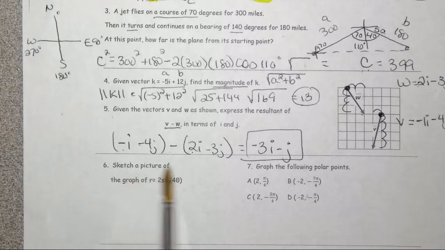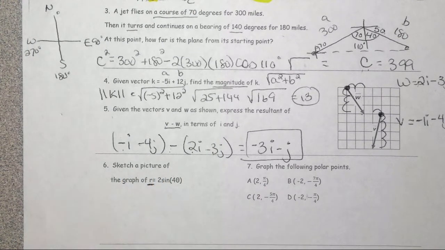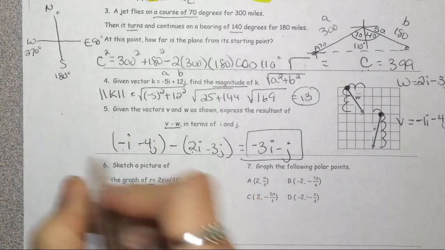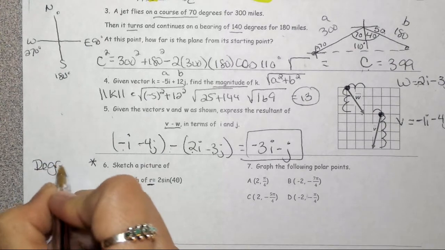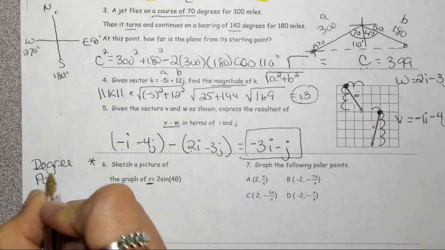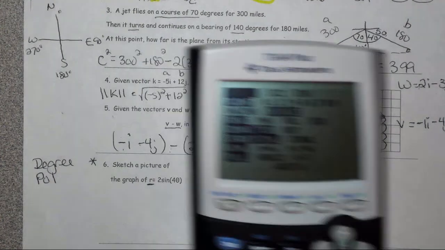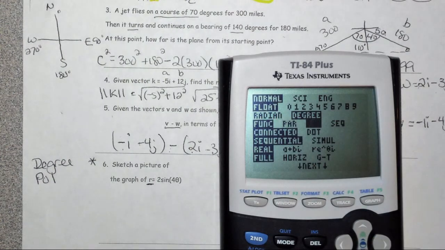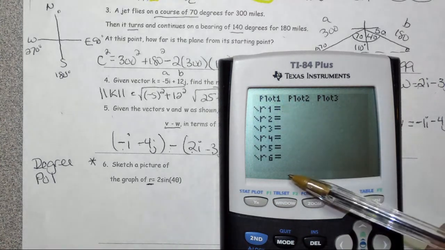Number 6 wants me to sketch a picture of the graph, and you'll notice this equation does not say y equals, it says r equals. So the minute you see that, you're going to have to remember not only do you need to be in degree mode, but you also need to be in polar. So I'm going to go back to mode. I'm already in degree, but I'm going to come down here to polar and hit enter. Now when I hit y equals, they all say r.